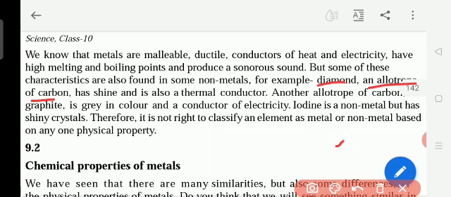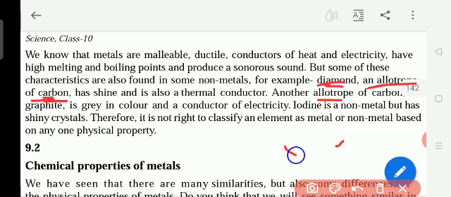Okay, so for example, diamond, an allotrope of carbon. These three, diamond, carbon and graphite, these three are the allotropes. Why do we say these three are the allotropes? Because these three have the same chemical properties. What is the same chemical property these three have? The color black. These three are black in color, but their physical properties, maybe their shape and their uses, are different.